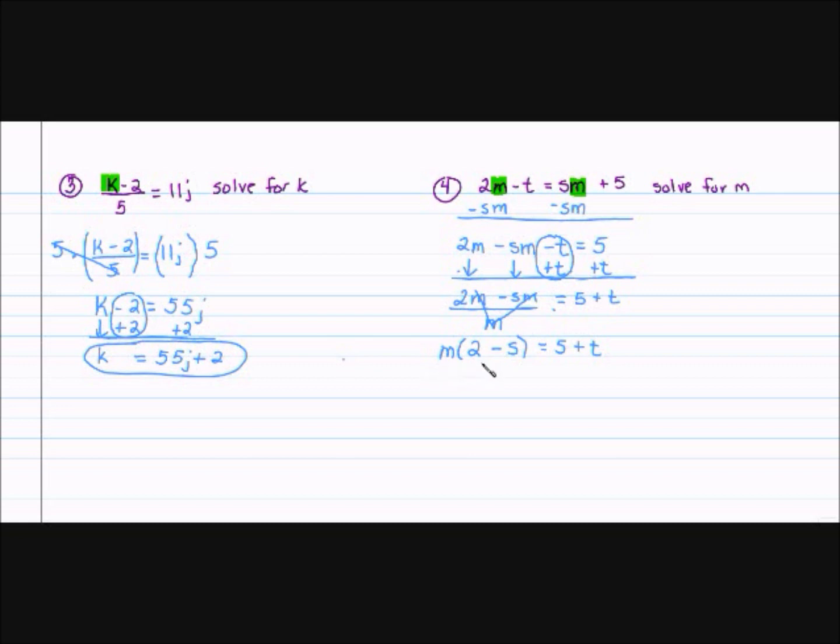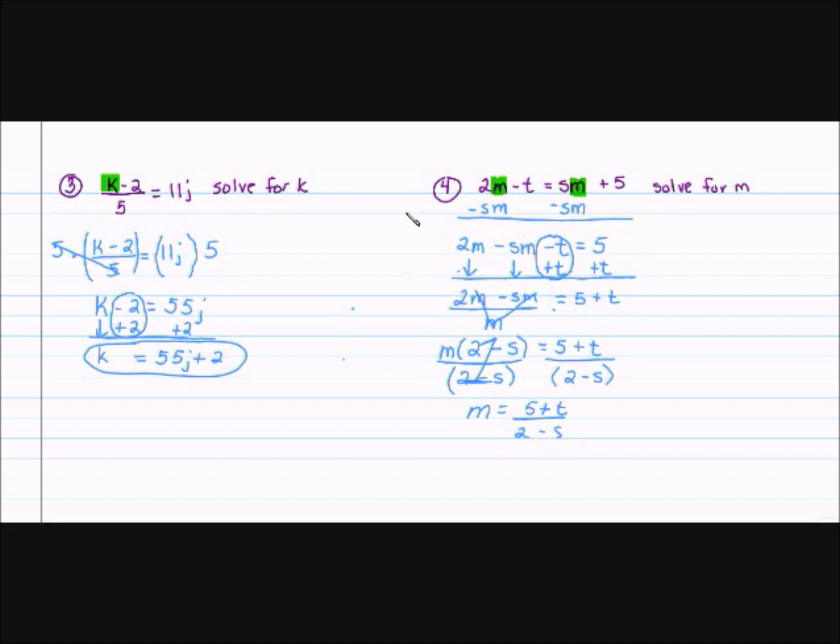Okay, now, this is in parentheses for a reason. The reason it's in parentheses, A, is because that's what's left over, and B, it's still connected to the m. How is it connected to the m? It's connected to the m through multiplication right here. Well, the opposite of multiplication is division. I want to divide by 2 minus s. And what I do to one side, I do to the other side, because 2 minus s divided by 2 minus s equals a big fat 1, leaving me with 1m equals 5 plus t over 2 minus s. And that's exactly what I did.